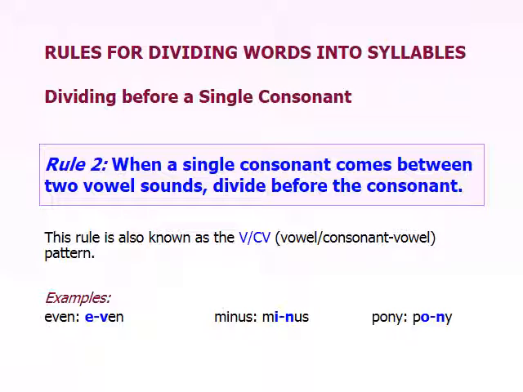So if you look at even, we have an E vowel and then V consonant and then an E, which is a vowel. So we're going to divide before the consonant V. In minus, we have an I vowel, N consonant, and then a U vowel. So we're going to divide before the consonant N. In pony, we have the O vowel, N consonant, and Y vowel. Remember, Y at the end of a word is a vowel. So we're going to divide before the N.